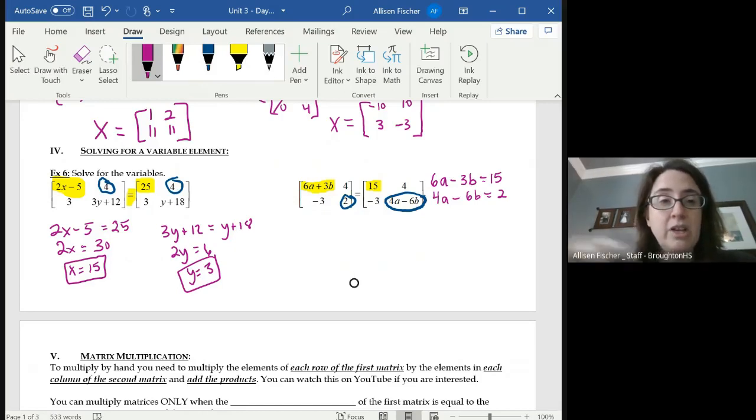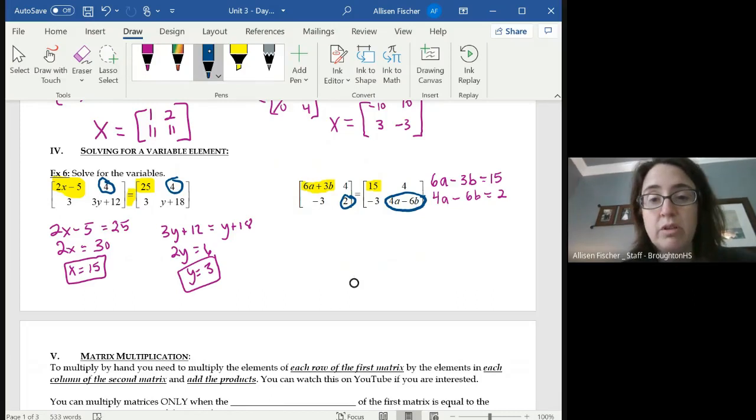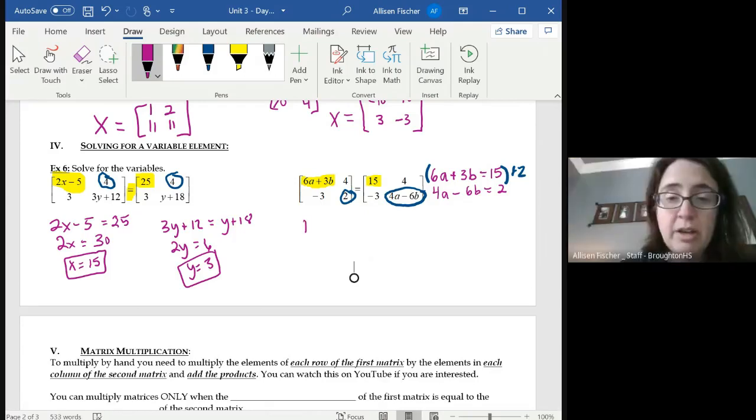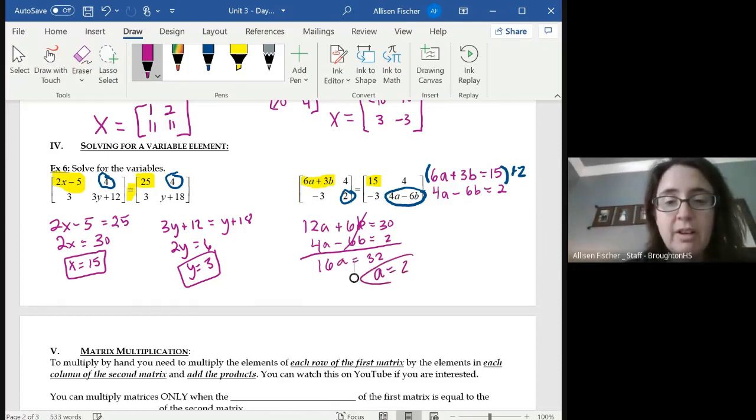Now, to solve by elimination, I'm going to choose to multiply by a positive 2, because we want them to be opposite signs. You've got to be careful and copy down the problem correctly. So 12a plus 6b equals 30, and 4a minus 6b equals 2. So we get 16a equals 32. And then when you divide, you get a equals 2.